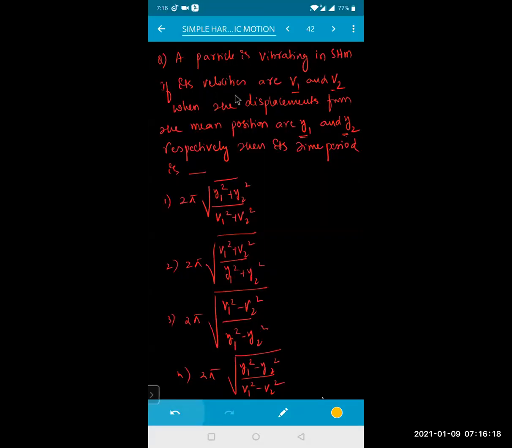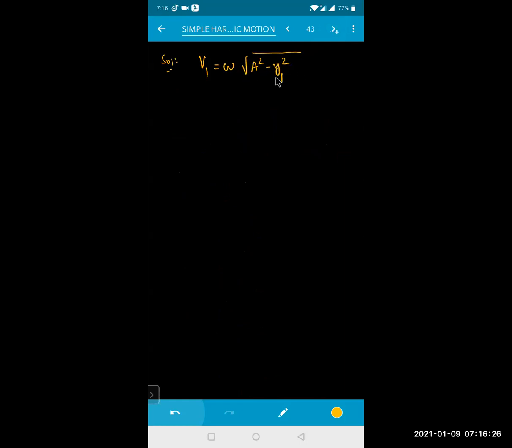Situation right now of a particle. A particle is vibrating in simple harmonic motion. If its velocities are v1 and v2 when the displacements from the mean position are y1 and y2 respectively, then its time period is how much? Now you know the velocity in terms of x, beta.